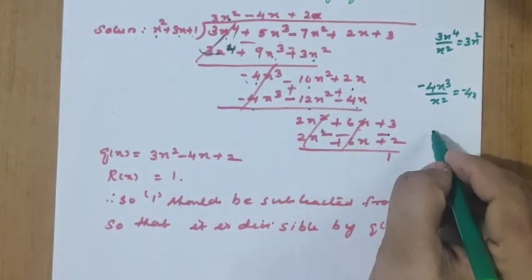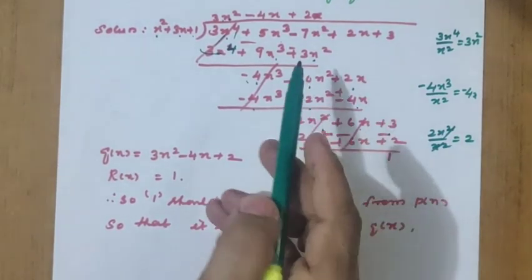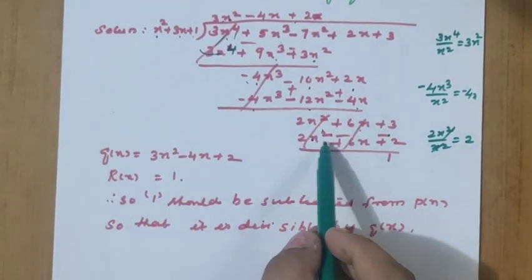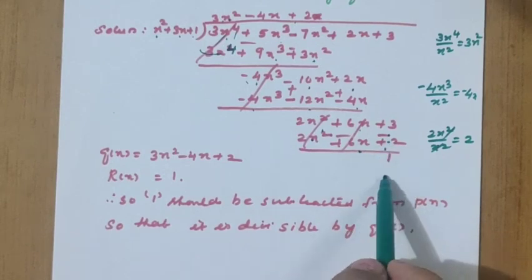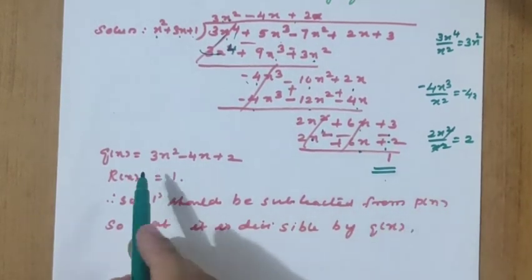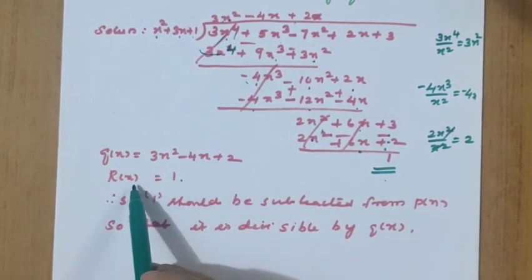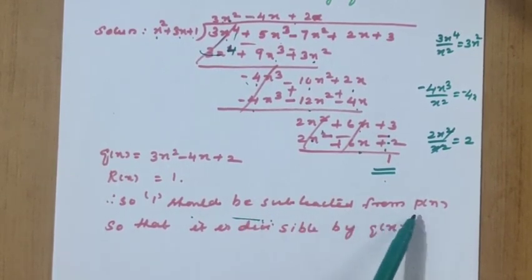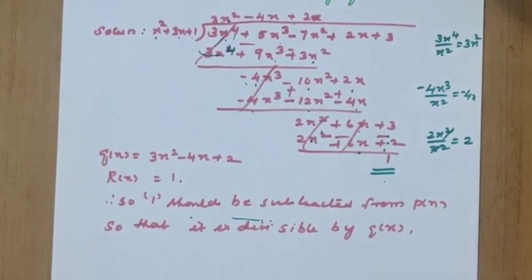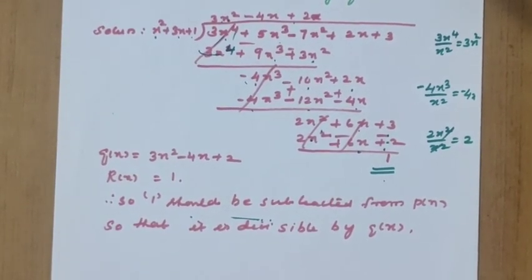What is the next step? 2x square by x square, so it is equal to 2 only. So again 2 will come. So 2x square plus 6x plus 2 we will get. After the subtraction the remainder will be equal to 1 only. So what is the quotient now? Quotient equal to 3x square minus 4x plus 2, remainder equal to 1. So 1 should be subtracted from P of x so that it is divisible by Q of x. So the subtraction question is asked, so the remainder is what should be subtracted.